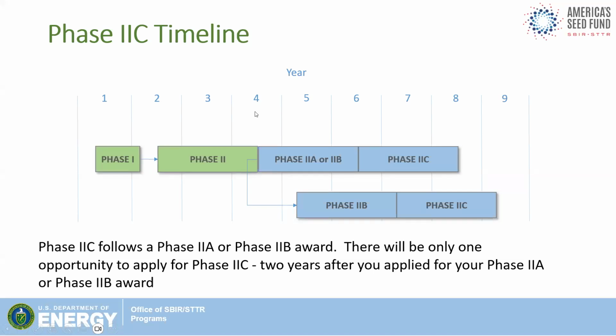Okay, here's the 2C timeline. Recall, of course, the 2A or 2B can occur immediately after the Phase 2 award, and the Phase 2C occurs immediately following that. In the event you had a 1-year gap and then got a Phase 2B, you would apply immediately after your Phase 2B for your Phase 2C. Only one opportunity.